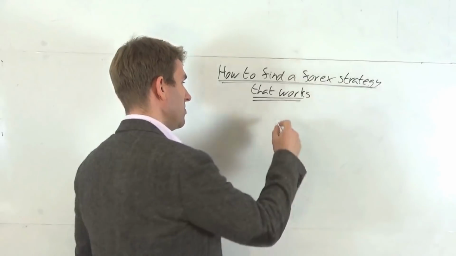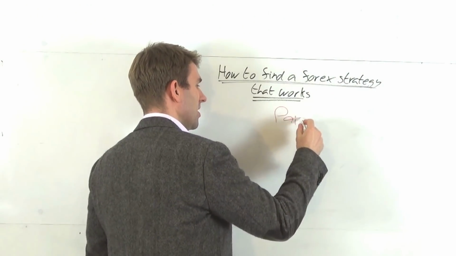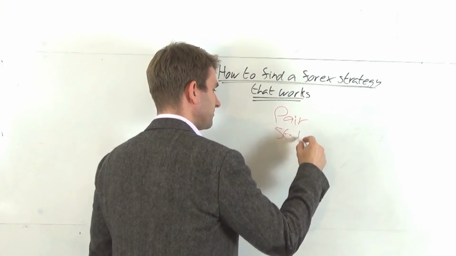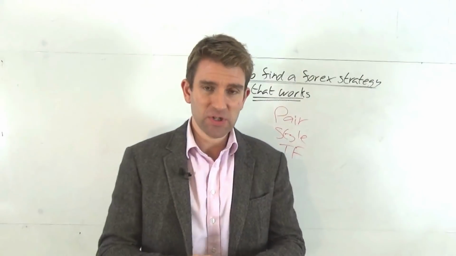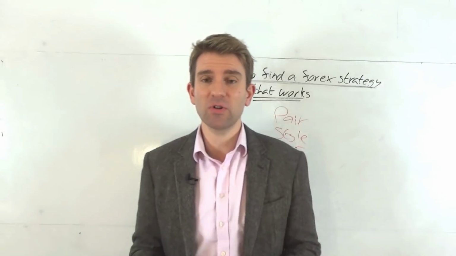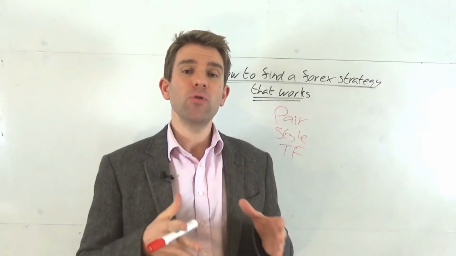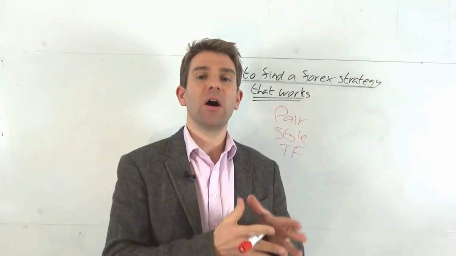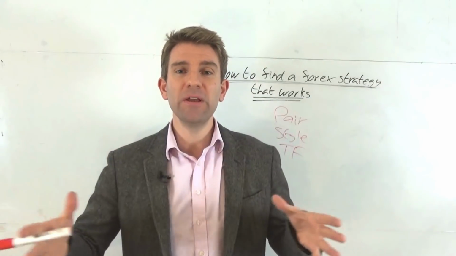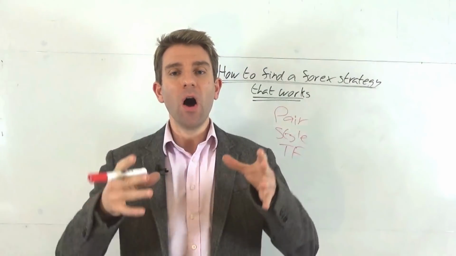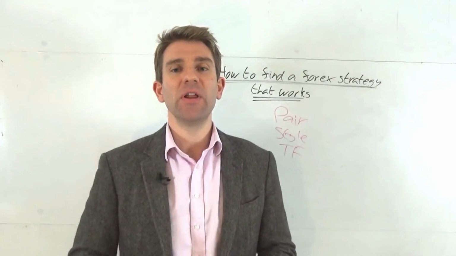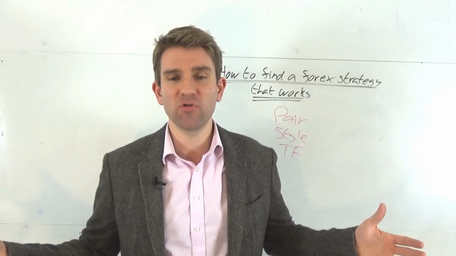So the best thing to do is to narrow it down. So what do you do? You narrow it down by pair, you narrow it down by style, and you narrow it down by time frame. So pair is the obvious one. If you're looking to trade the euro US dollar, or you want to trade the US dollar JPY, then focus on that. Yes, some strategies are applicable across a lot, but if you narrow your focus, your chances of finding something that works for you are infinitely larger than if you're just looking for a profitable currency trading strategy.